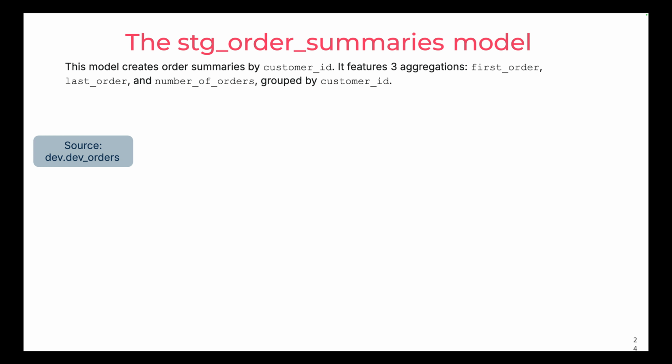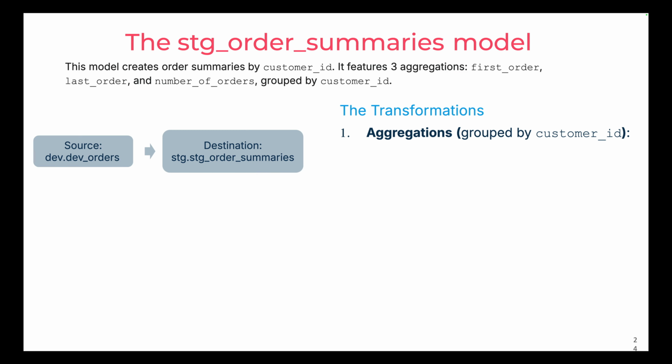The staging order summaries model creates order summaries by customer ID. It has aggregation, so we'll look at how to do aggregations. We'll have the first order, last order, and the number of orders grouped by customer ID. As you can see, the source is going to be dev orders, from which we will create the staging order summaries model. Transformations are, we will create aggregations grouped by customer ID, of course.